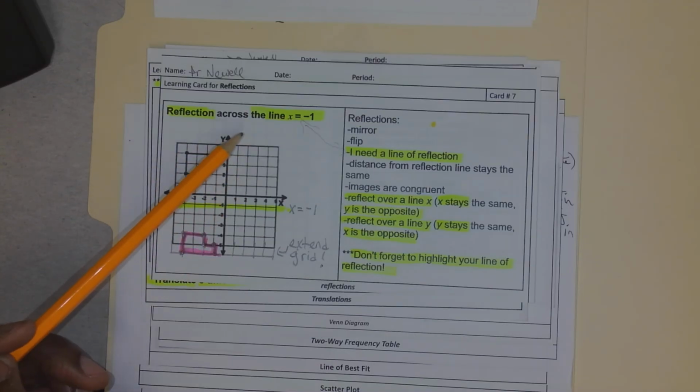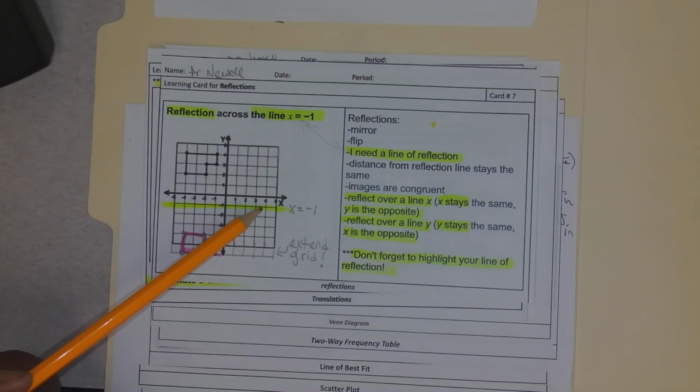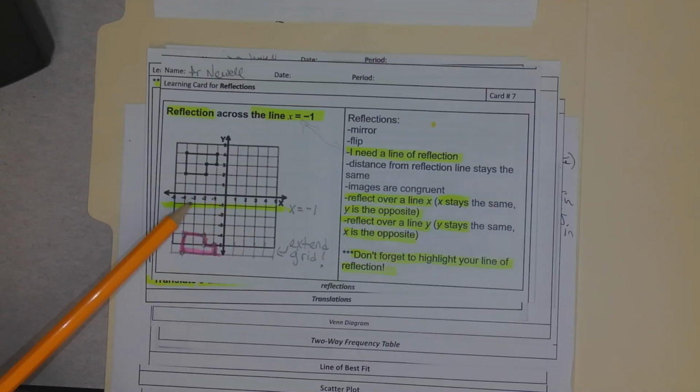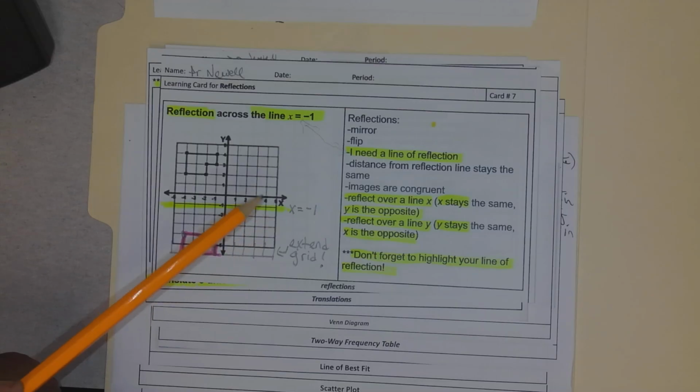It says my reflection has crossed the line x equals -1. This line here is -1. That is x, all right? So x goes horizontal from left to right. And so this is -1, -2, -3, because this origin line here is 0. So I'm going to reflect across this line.